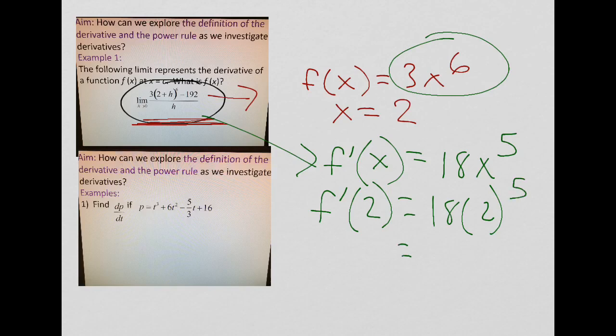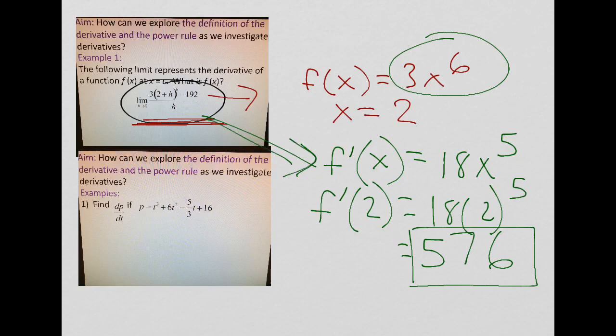So if you're given this as a multiple choice question, this will work out to be 576. You would pick that choice. Okay, no other choice. Now you know how to actually complete and finish those types of problems. What it's asking for is the derivative because it's the definition of the derivative.